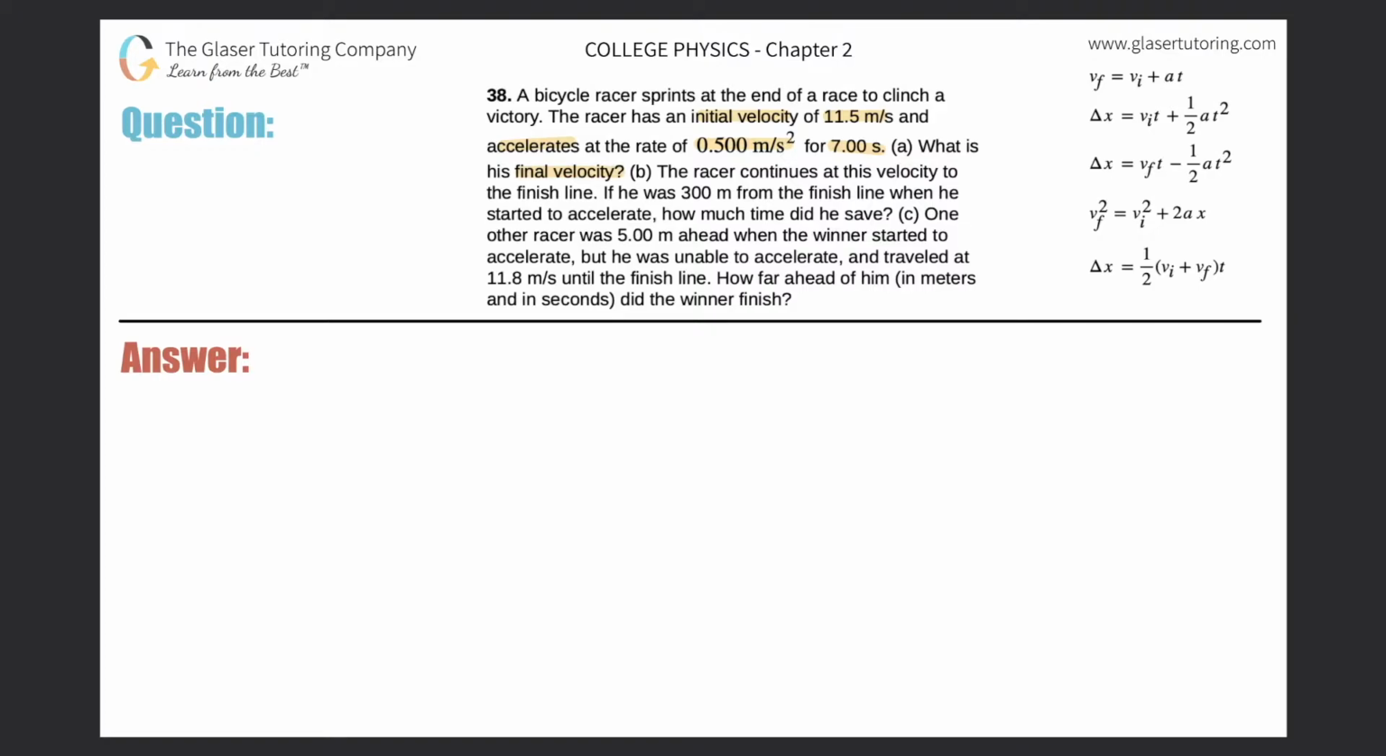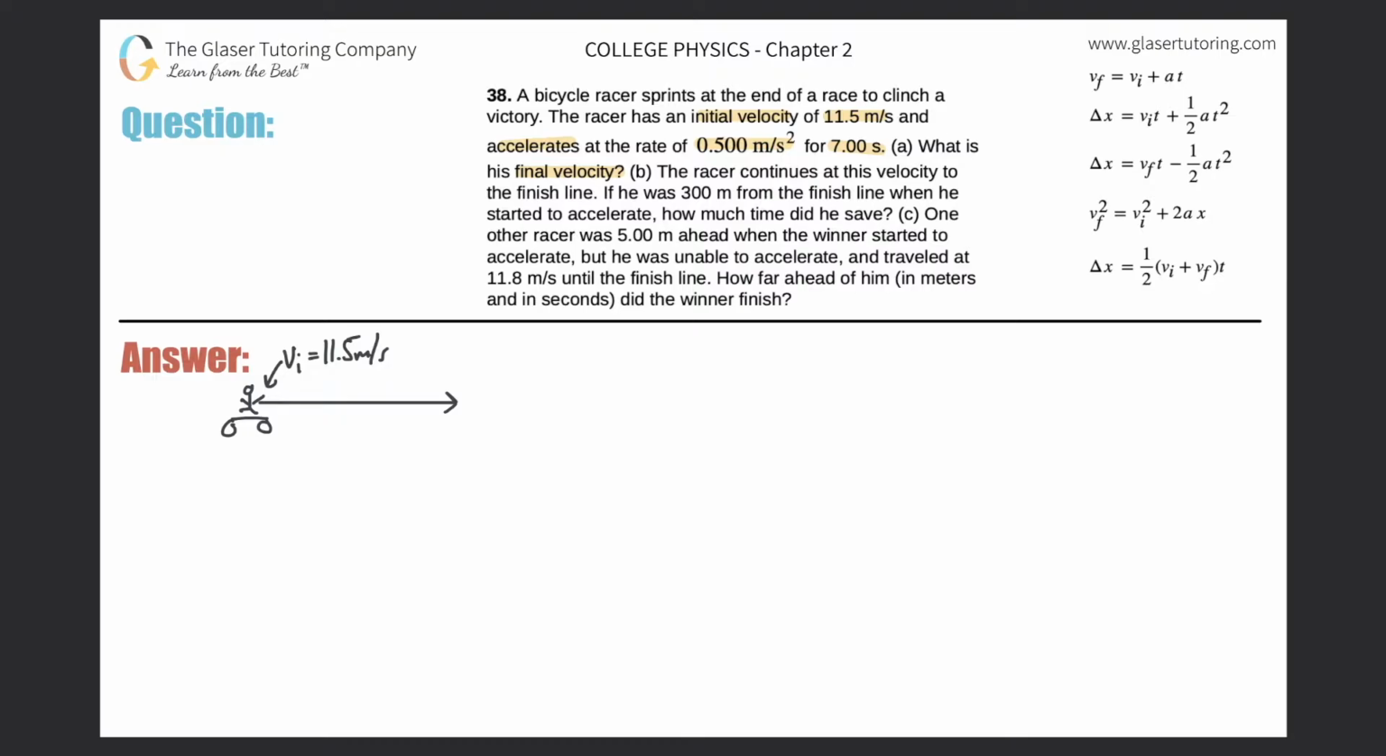Okay, so let's draw a little bicycle here. And pretend the problem is about skateboarding, because the picture looks closer to a skateboard than it would ever to a bicycle. Okay, so for letter A, it's asking what is the final velocity. So he's starting with an initial velocity, as it mentions in the problem, of 11.5 meters per second.